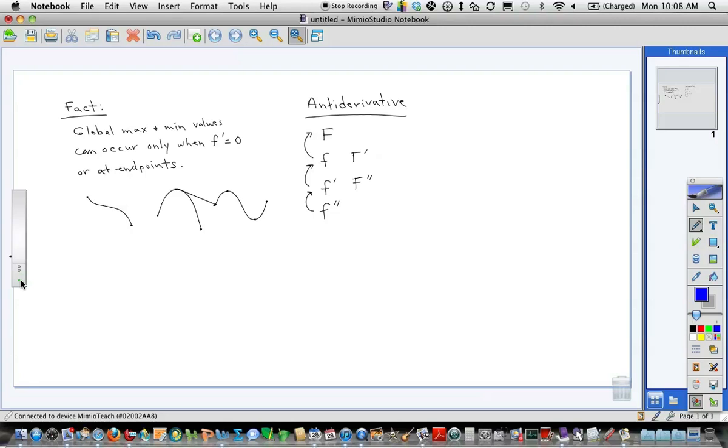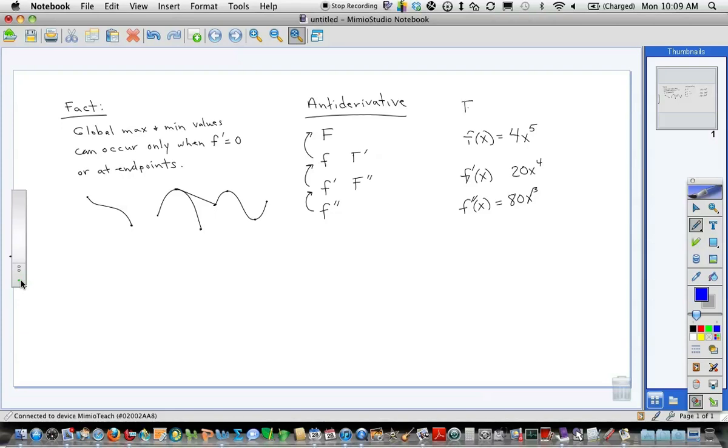All right. Think about the rules then. What if I had f of x equals 4x to the fifth? Then what would f prime of x be? 20x to the fourth. And f double prime of x would be 80x to the third by the power rule.